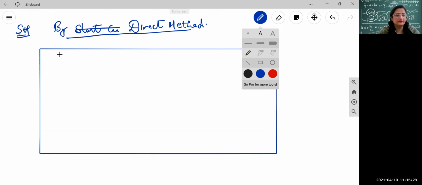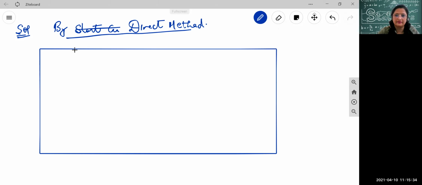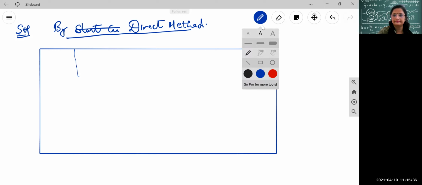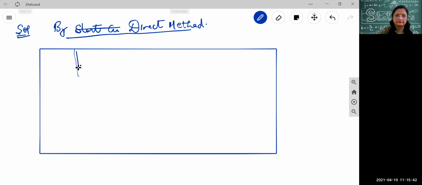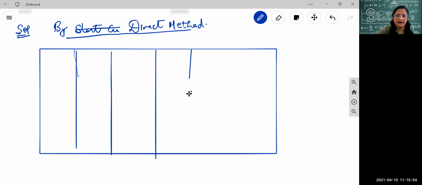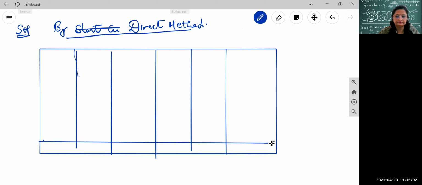Then 1, 2, 3, 4, 5. What is needed? x and y are given, x square, y square and the product of x and y. So make a table here: x, this is for y, this is for x square, this is for y square, this is for xy, and the last is for the sum, the total. Here you will write total.